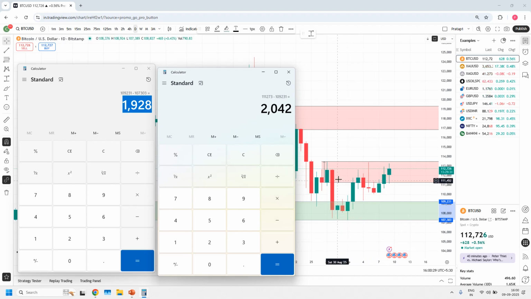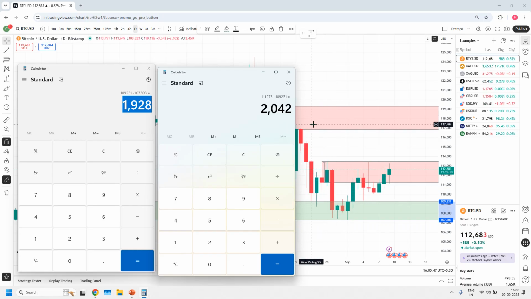Within how many trading sessions? This is the first trading session. You got the entry here. This is the first trading session we got the entry. After entry, some dynamics happened. This is the first candle, second, third, fourth, fifth, sixth, seventh, eighth candle you got.